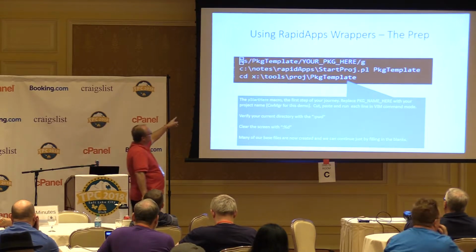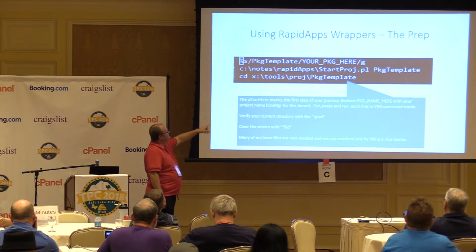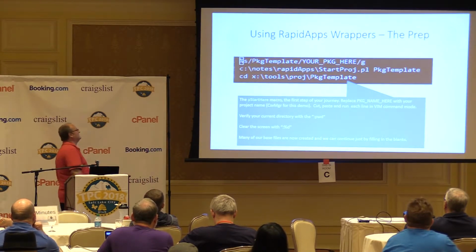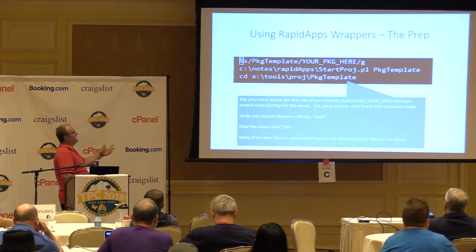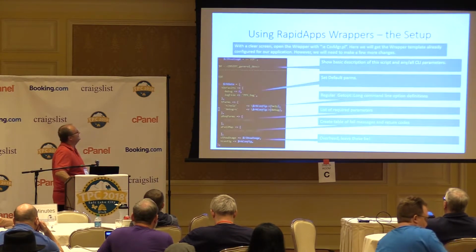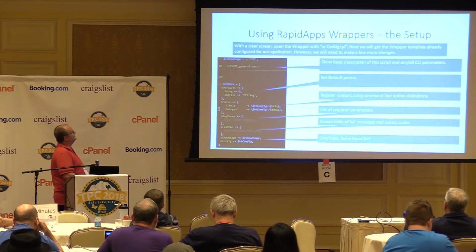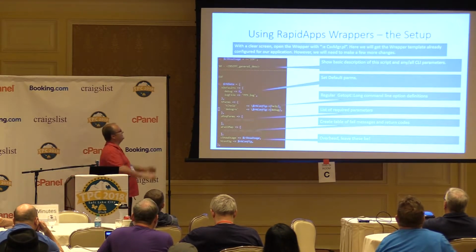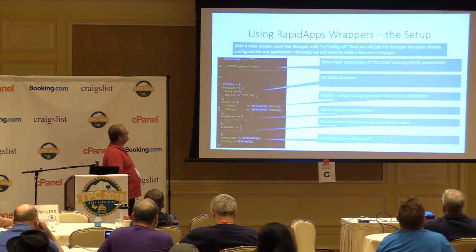And of course, after you run that first line, you're going to see package template replaced with CSV Manager. I've done a Samba mount off to one of my VMs, and it now has this tools proj package CSV Manager directory. So then here's the setup. When that's run, there's going to be a CSV Manager PL sitting in the root of that CSV Manager directory. We open it up, and then we see the show usage, and this is the default.